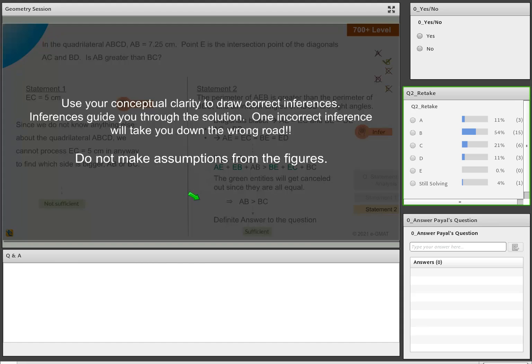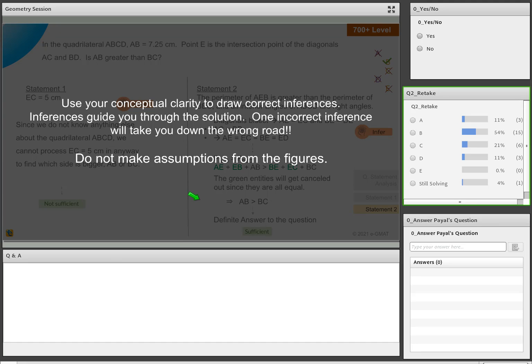So again, having that complete conceptual understanding is very important to draw appropriate inferences. Okay, these inferences are what take you from one step of the solution to the next step of the solution, and if you make one incorrect inference, that will definitely derail you from the path to the right solution.